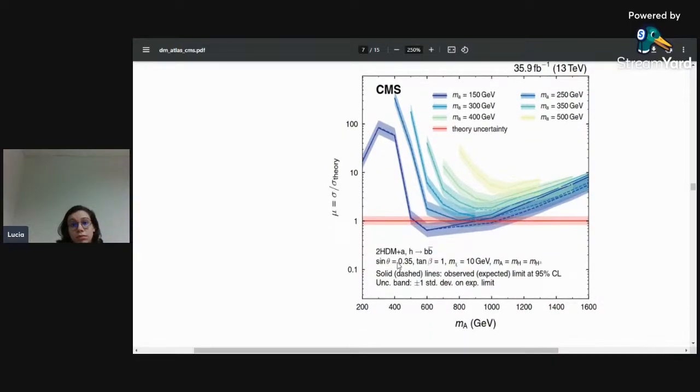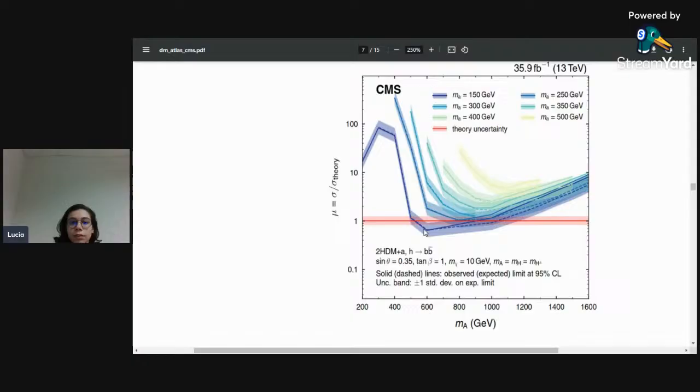So this red band is like the theory uncertainty. So it cannot be another cross section. If the theory is right, we would see the one with this uncertainty band. So yeah, I think this is the data.